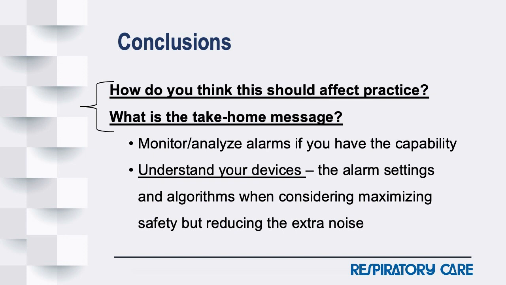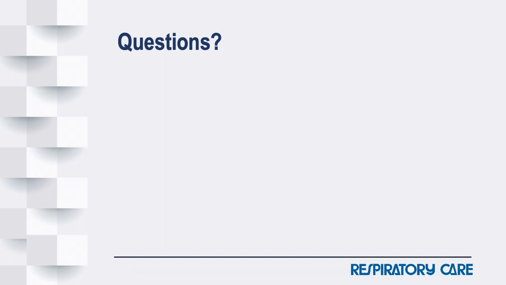And a really important thing that I remember always hearing from people who taught me respiratory care is: understand your device. You have ventilators at your institutions. Understand your devices, the alarm settings, and the algorithms that they use, so that you can consider exactly how your device works when you want to maximize safety but reduce all that extra noise. And now I guess I have time for questions.